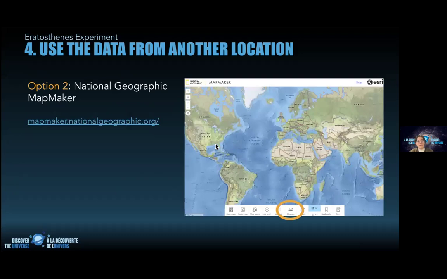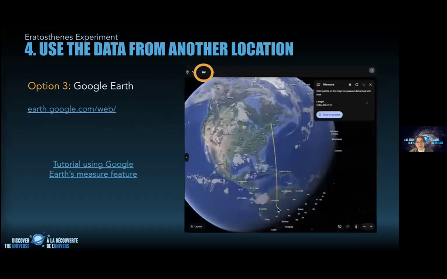Okay, and then another option is using the National Geographic Map Maker. So this website is basically just a map of the world. You use the measuring tool, which is on the bottom, and you can click your location, click another location, and it will give you the distance between them. The third option is using Google Earth, a similar tool where you take their measurement feature, you click on your location, you click on another location, and it'll give you the distance between them. We do have a little tutorial explaining how to use Google Earth's measure feature.